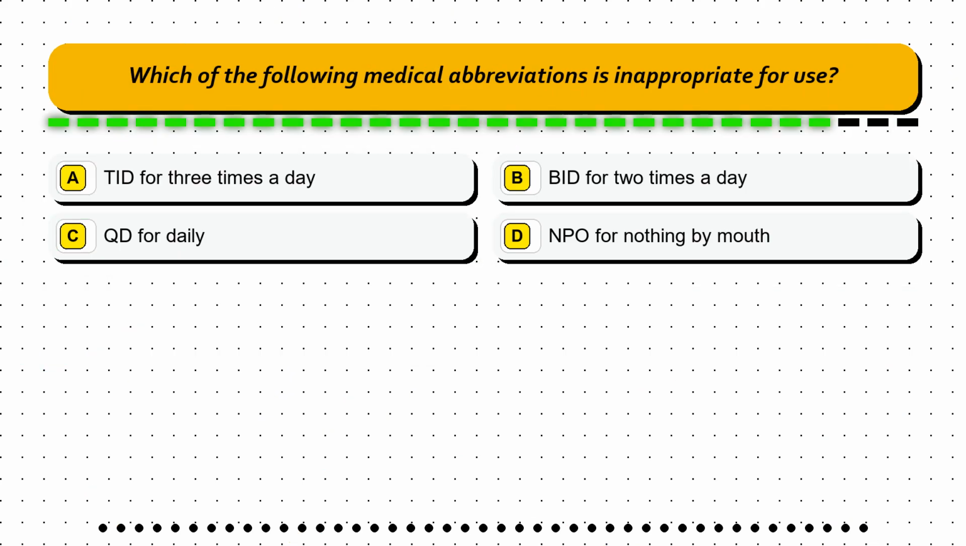Question 24. Which of the following medical abbreviations is inappropriate for use? Option A, TID for 3 times a day. Option B, BID for 2 times a day. Option C, QD for daily. Option D, NPO for nothing by mouth.